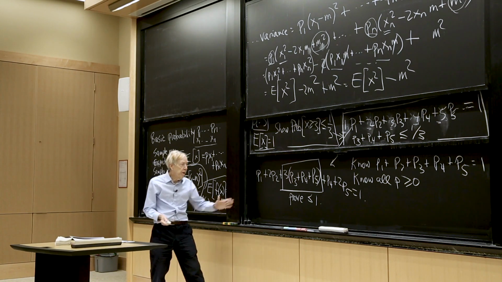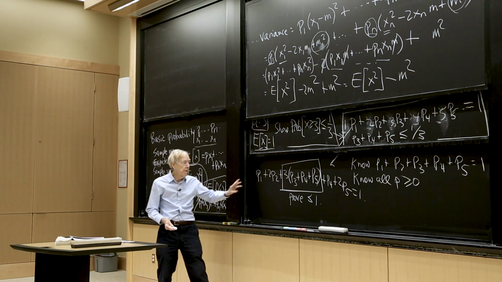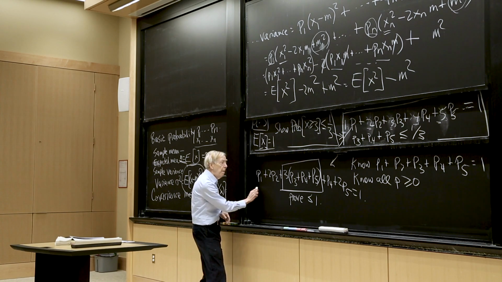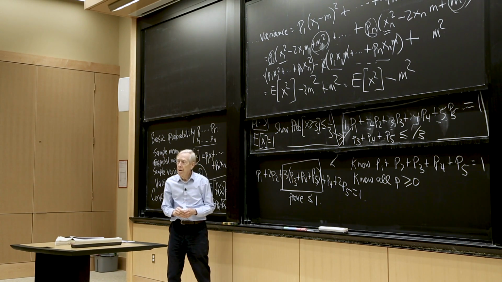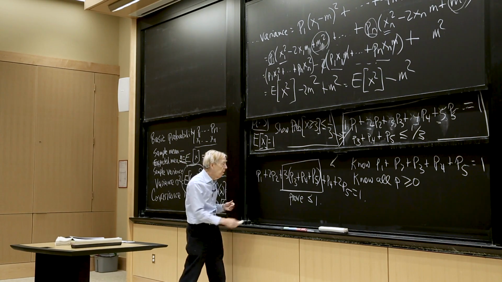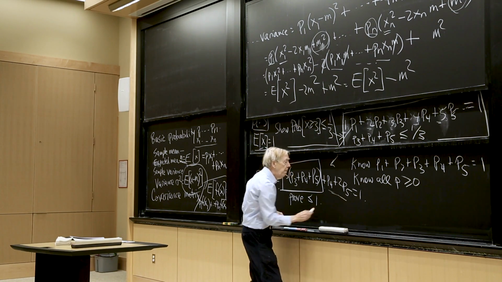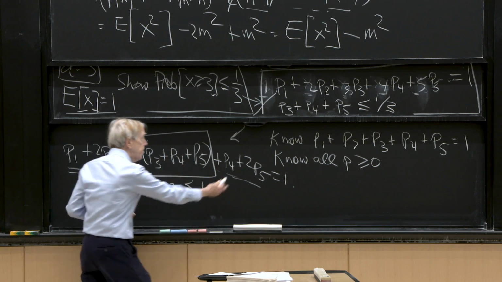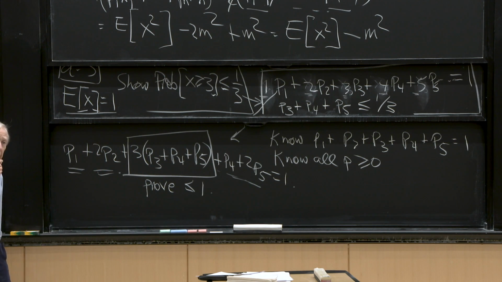But suppose it was greater than 1. Do you see the problem? Do you see why it can't be greater than 1? Because why? All the other terms are greater or equal 0. Probabilities are greater or equal 0. These are all greater or equal 0. And the total thing adds to 1. So this piece has to be less or equal to 1.